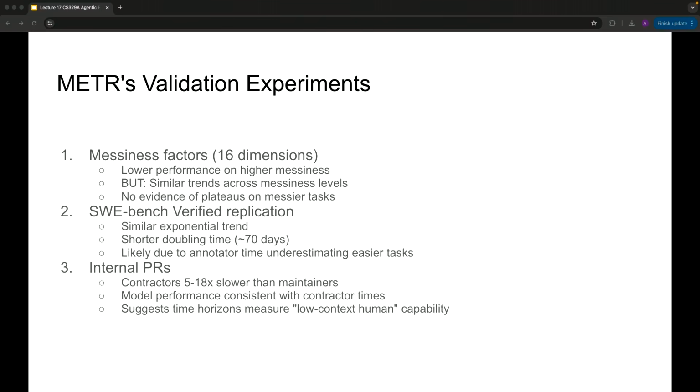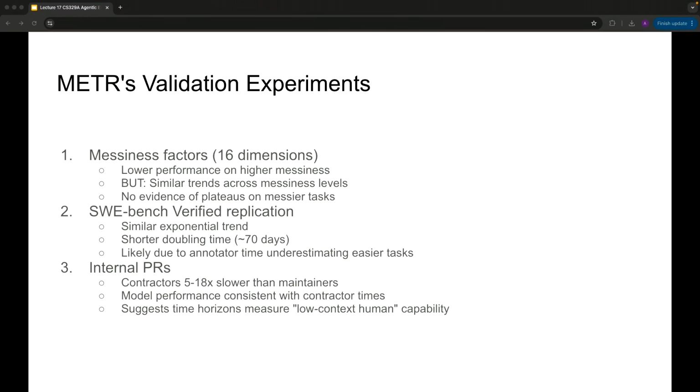Another one is SWE-bench. SWE-bench has a similar trend to what we were showing in all the plots before, but the annotators generally underestimate SWE-bench, and the models have also seen most of the GitHub repositories. So a lot of the estimates made on SWE-bench tend to be shorter in terms of doubling time relative to a completely unseen repository.